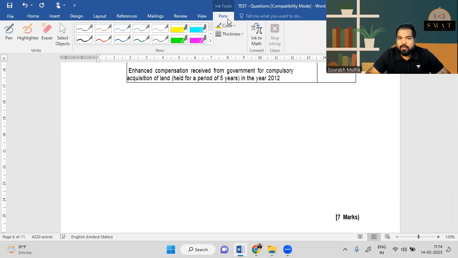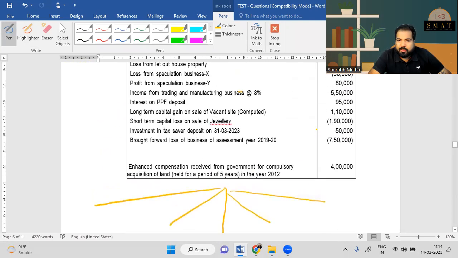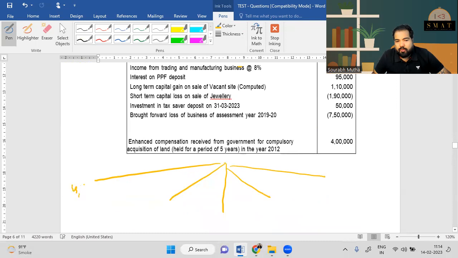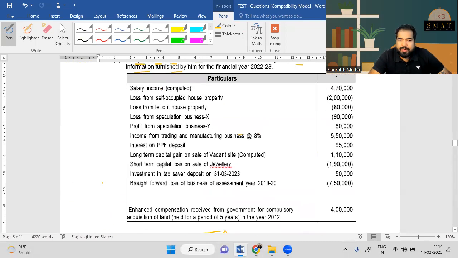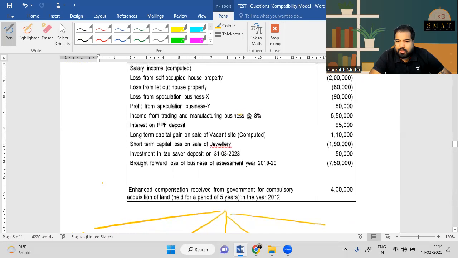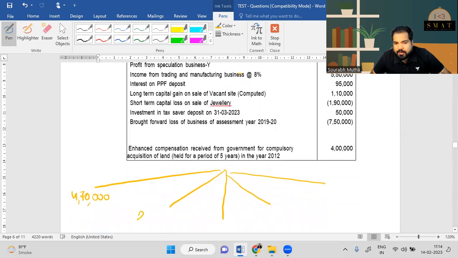So let's make an arrow here. 1, 2, 3, 4, and 5. Let's see what are the different incomes. The first income is salary income, 4 lakh 70,000. The next one is loss from self-occupied property, 2 lakh, and loss from let out property, 80,000. So 2 lakh 80,000 I'm writing here is the loss from house property.